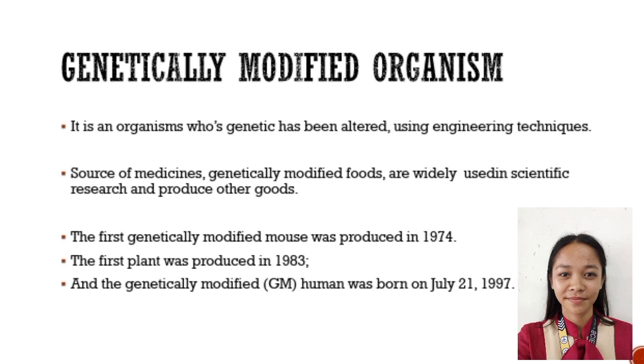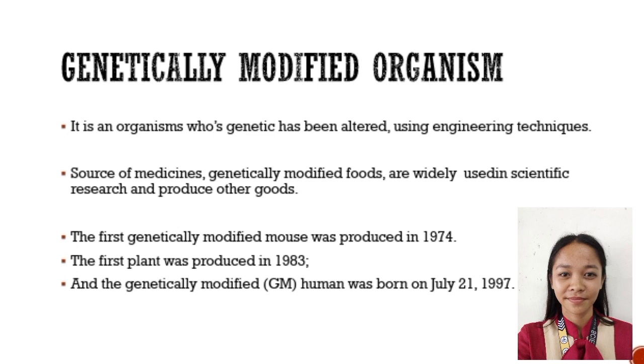Next, the first GMO plant was produced in 1983, and that first GMO plant was a tobacco resistant to antibiotics. It was developed by Michael W. Bevan, Richard B. Flavell, and Mary-Dell Chilton.